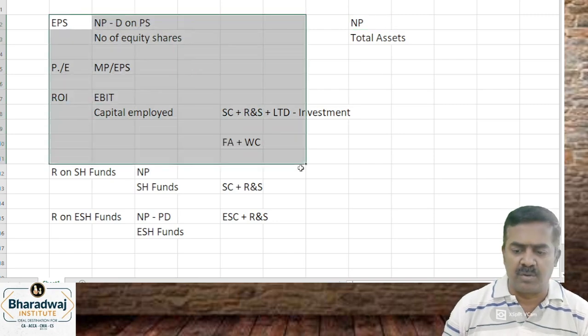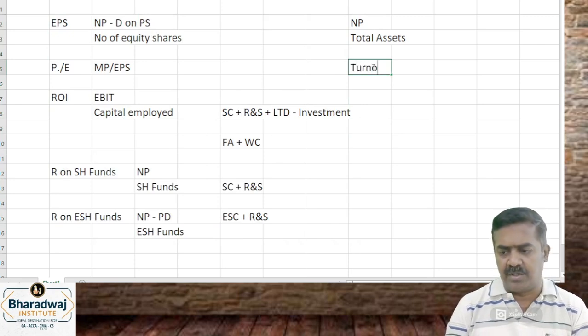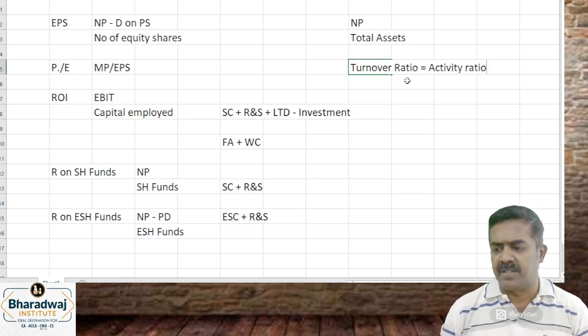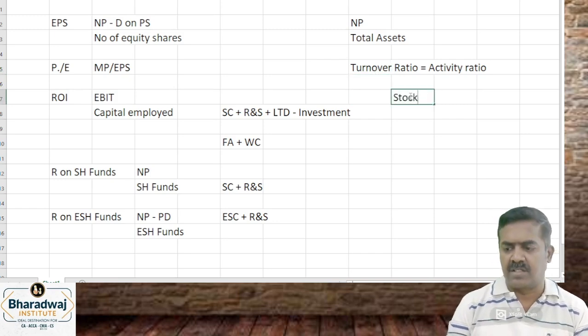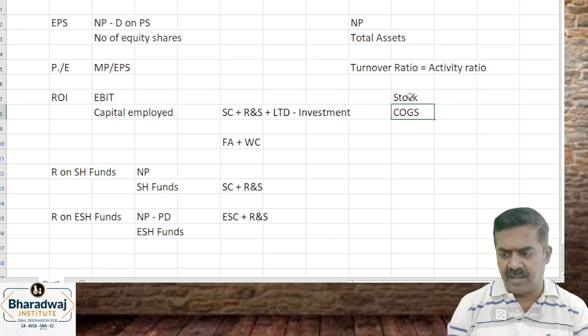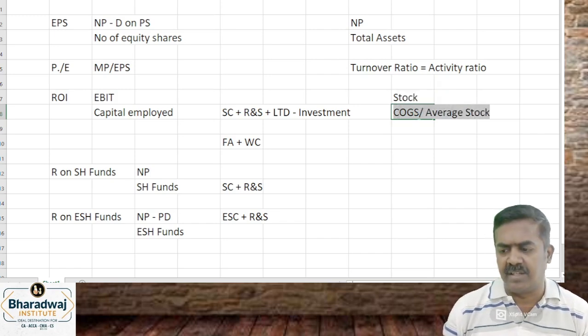So like this we work out profitability ratio. Then turnover ratio, otherwise called activity ratio or performance ratios: how fast you run the business. Basically, we test on three turnovers. One is stock turnover. How to work out stock turnover? Cost of goods sold divided by average stock, that is, opening stock plus closing stock divided by 2.